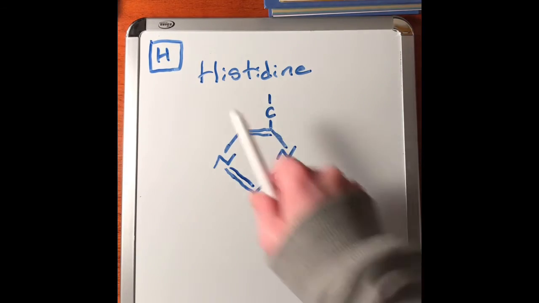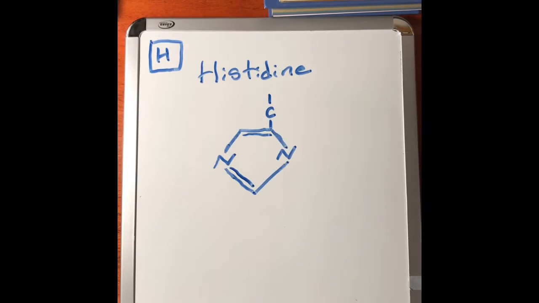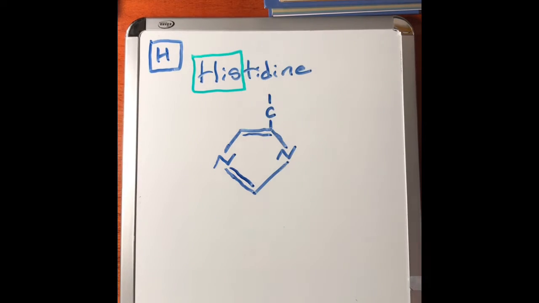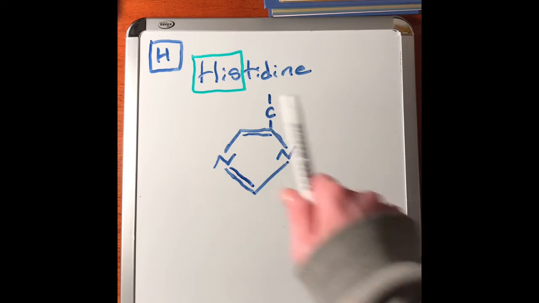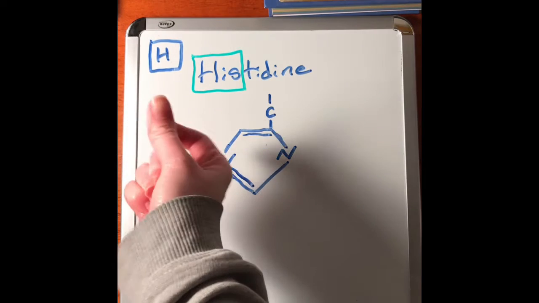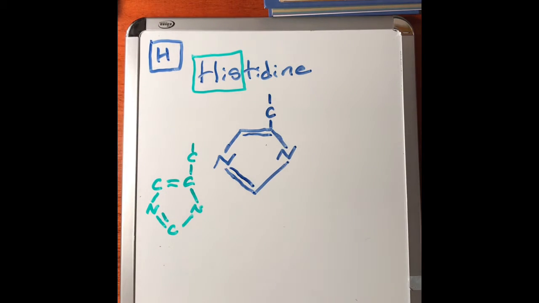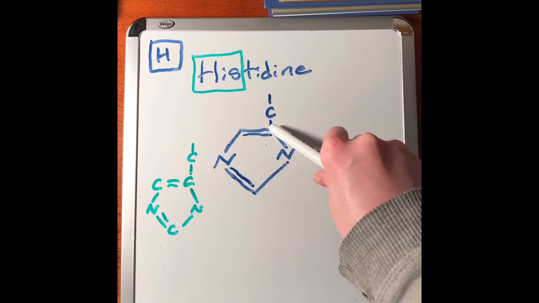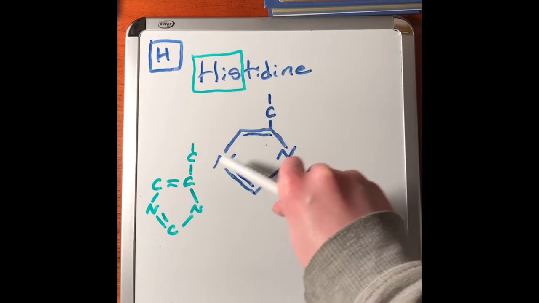This is histidine. It corresponds with the letter H, and its 3-letter abbreviation is HIS. Now, let's unpack this structure. First, remember that this is a shorthand version of this. It starts with a 1-carbon chain attached to this carbon in the upper corner of the pentagon ring.